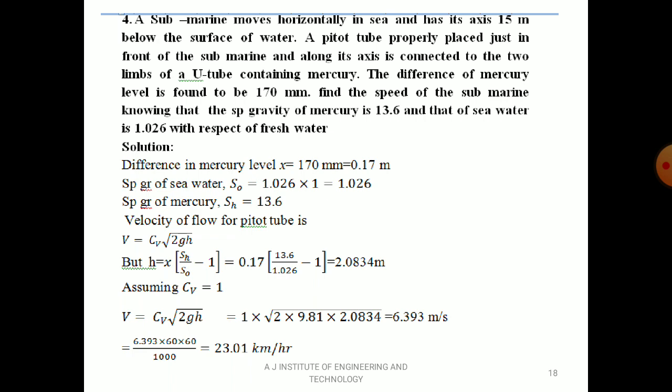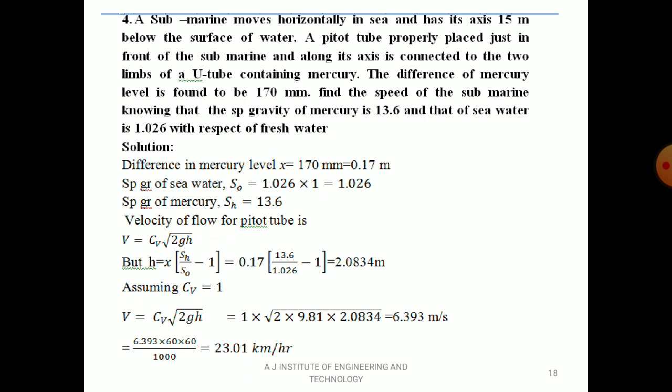This problem is very important. So the solution is like this. The submarine moves horizontally in a sea and its axis is 15 meter below the surface of water. A pitot tube properly placed just in front of the submarine and along its axis is connected to two limbs of a U-tube manometer. The difference of mercury level is found to be 170 mm, that is small letter x equal to 170 mm. Find the speed of the submarine, knowing that the specific gravity of mercury is 13.6, that is SH equal to 13.6, and that of sea water is 1.026 with respect to that of fresh water.